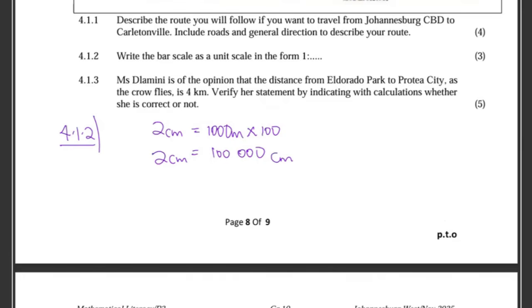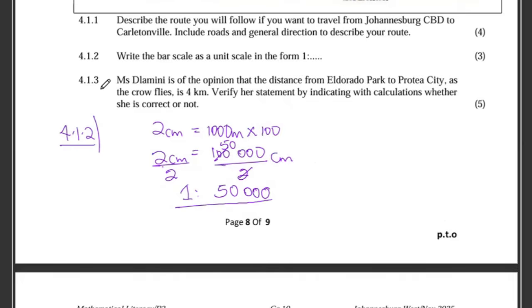We need this to become 1. What do we do? Divide by 2. Divide by 2. So this will be 1:2. When you look at it critically, it becomes 50,000, because this 2 will cancel with this. You remain with 50,000. So the unit is 1:50,000.